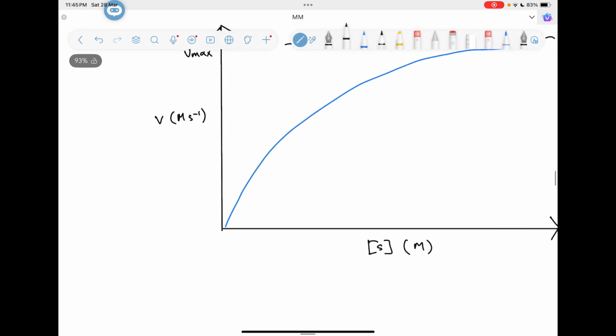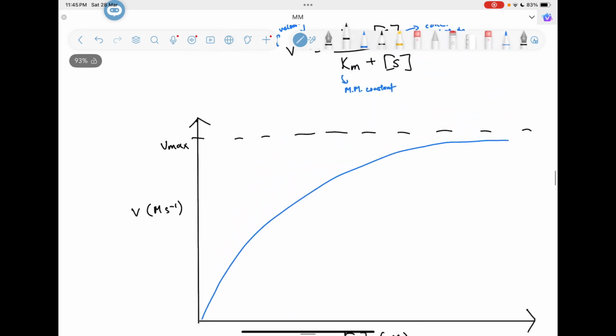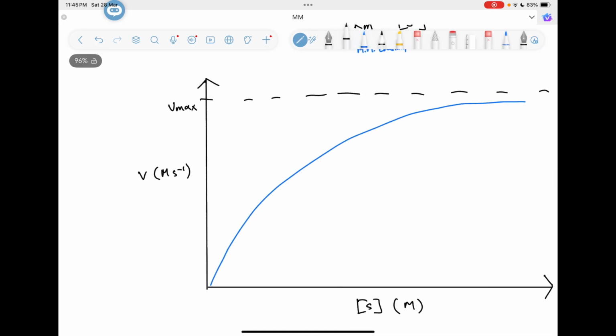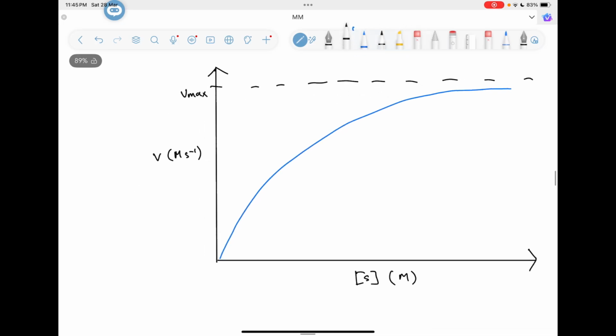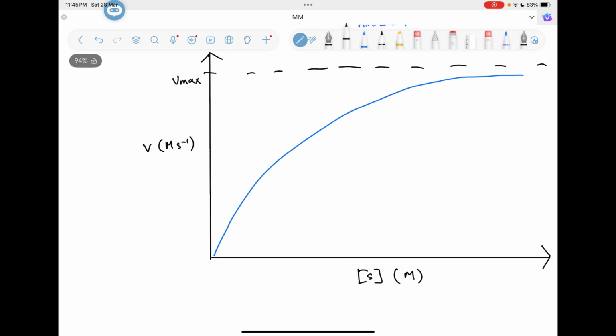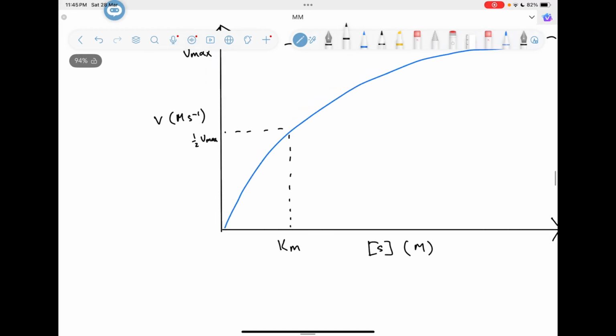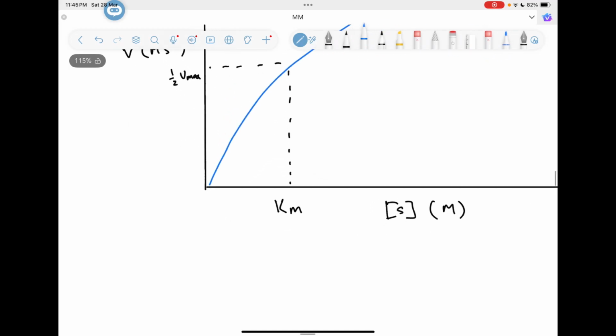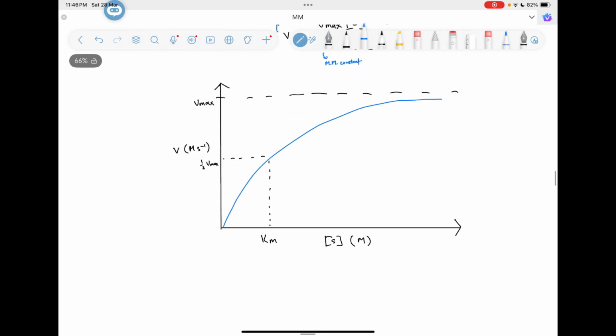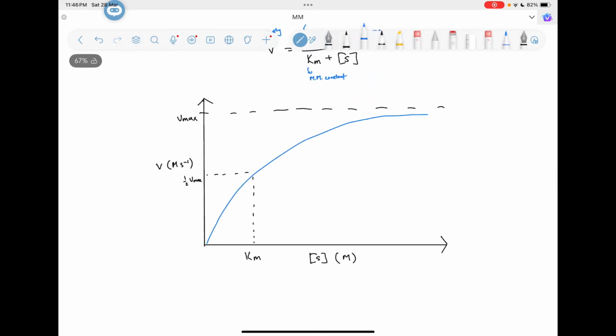Okay. So now there's an interesting thing about Km, which we'll talk about right now. So when we draw a line to half of Vmax, the corresponding substrate concentration is what we know as Km. So the definition of the Michaelis-Menten constant is that it is the substrate concentration at which the rate of reaction is half of the maximum possible reaction rate allowed by the enzyme.